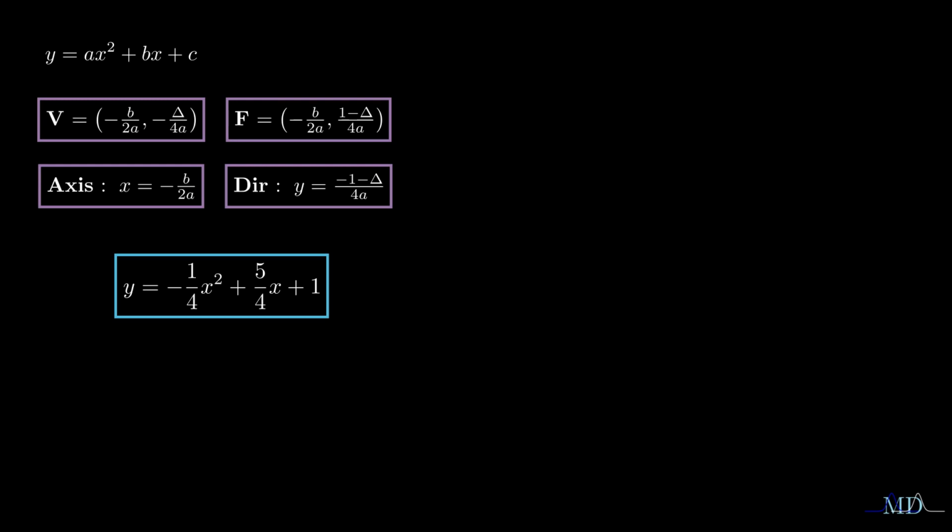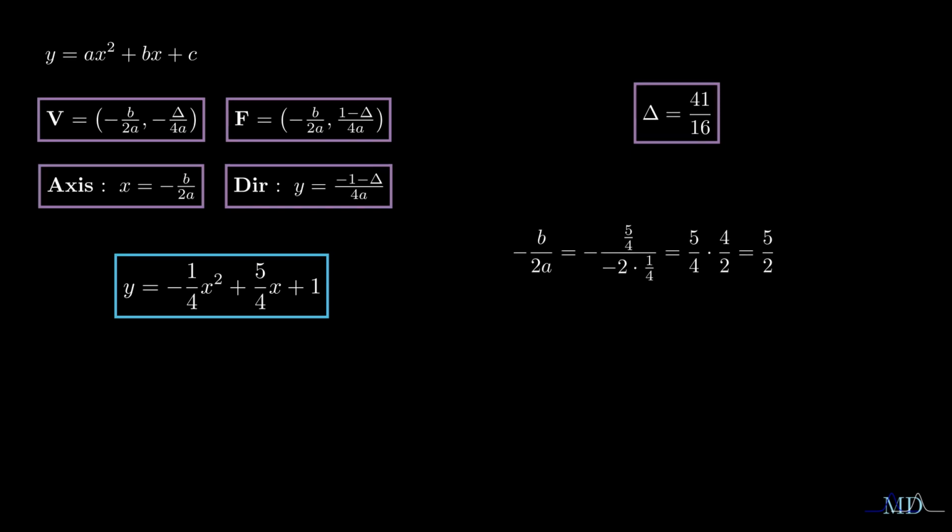We still have to calculate the coordinates of vertex and focus. Firstly we calculate the value of delta. That is b squared minus 4ac. After we have substituted the numbers, we get that delta equals 41/16. Now we calculate the ratio minus b over 2 times a. That is equal to 5/2.